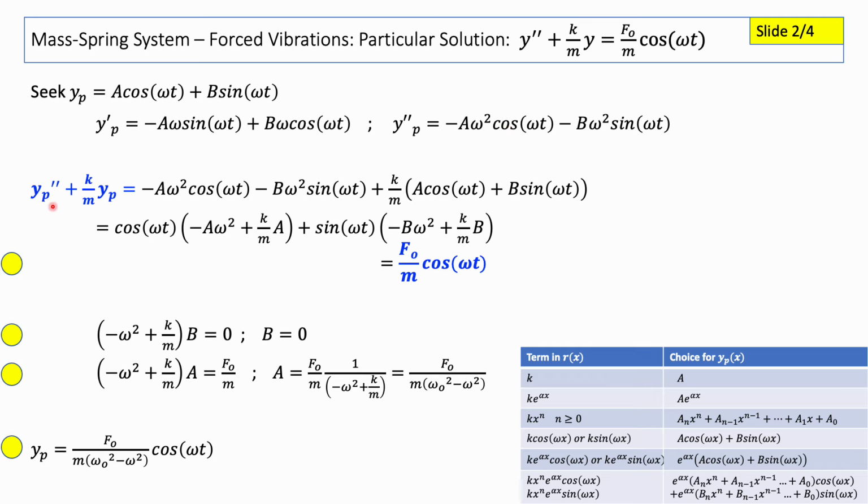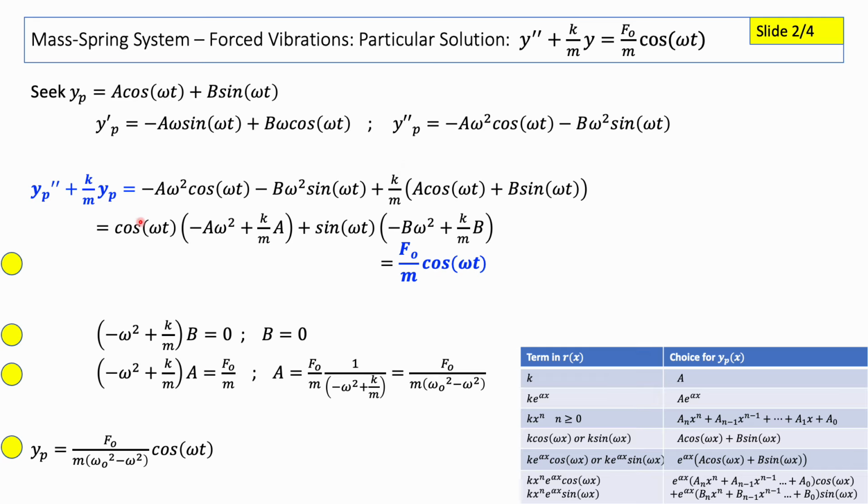Anyway, so yp double prime, the particular solution, plus k over m yp, the particular solution, must equal the right-hand side. Right-hand side is f0 over m cosine omega t. But we have a formula for yp double prime, which is this. So let's put it in there. Minus a omega squared cosine omega t minus b omega squared sine omega t plus k over m yp. Yp is right there: a cosine omega t plus b sine omega t.